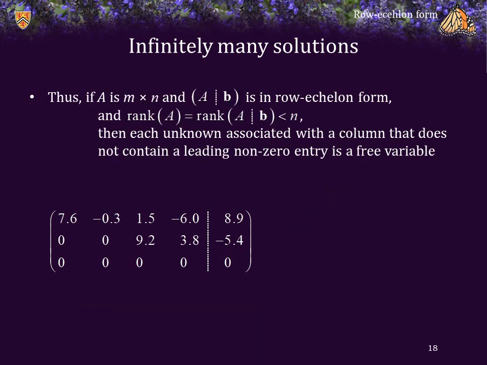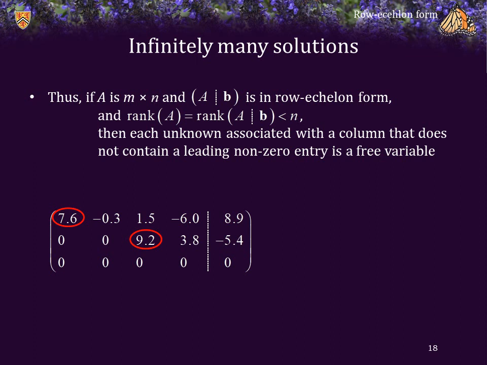Thus, if A is an m by n matrix and the augmented matrix is in row echelon form and the rank of A equals the rank of the augmented matrix, which is less than n, then each unknown associated with a column that does not have a leading non-zero entry is a free variable. So for example, in this matrix, we note that these are the two leading non-zero entries. The first one is in column 1 and is therefore associated with the unknown x sub 1. The second is in column 3 and is therefore associated with the unknown x sub 3.